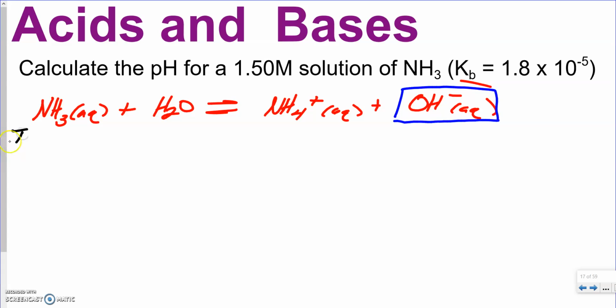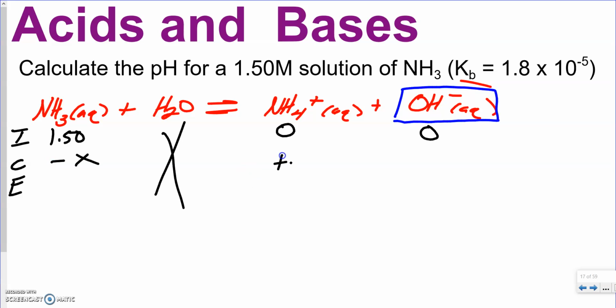So we have our I, C, E, initial, change, equilibrium. 1.50 is our concentration for ammonia, 0 for ammonium, 0 for hydroxide. So our shift is going to be towards our product. So minus X, plus X, plus X. 1.50 minus X, X, and X. We set up our Kb expression.